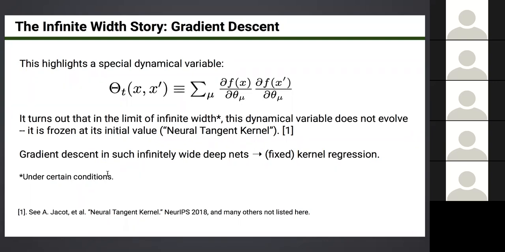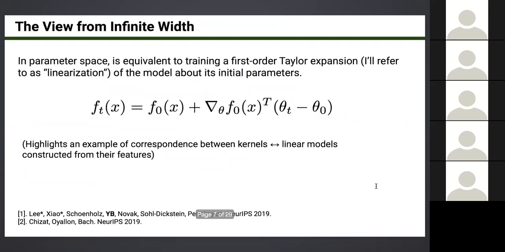And I'll come back to this later, but basically if your learning rate is small enough, this result will hold, and not if it's too large. And then there are some other connections between the kernel viewpoint and how the model would behave effectively in parameter space. It turns out that the dynamics I just described is equivalent to training a first order Taylor expansion, which I'll refer to as a linearization of the model about its initial parameters.